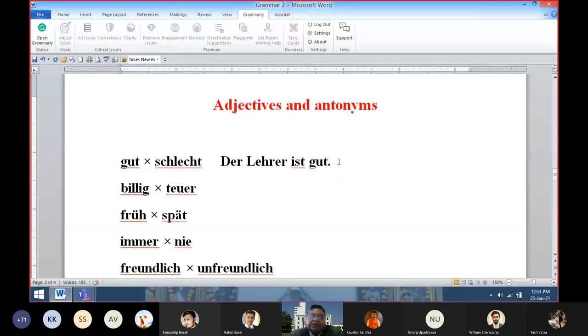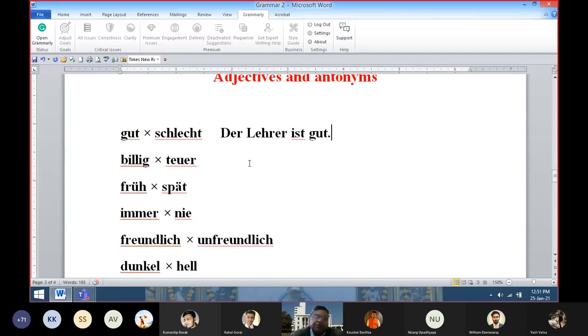Der Lehrer ist gut means the teacher is good. The opposite form: der Lehrer ist schlecht. Der Professor ist gut, der Professor ist schlecht. Der Student ist gut, der Student ist schlecht. Like that you can make simple sentences. Similarly, you can make sentences with billig and teuer. Das Buch ist billig means the book is cheap. Das Buch ist teuer means the book is costly.